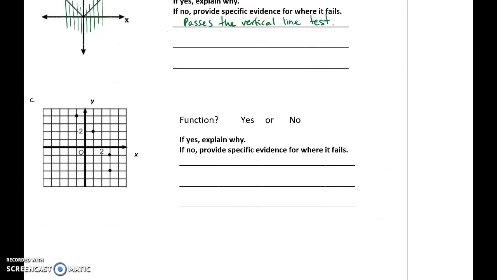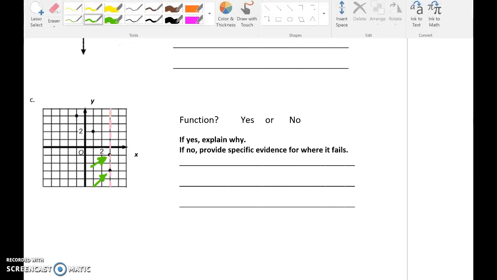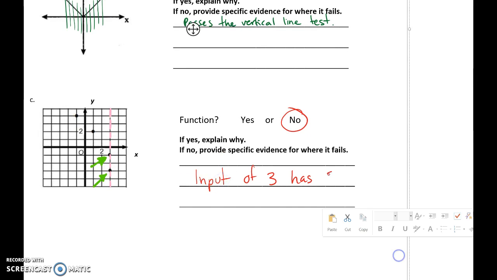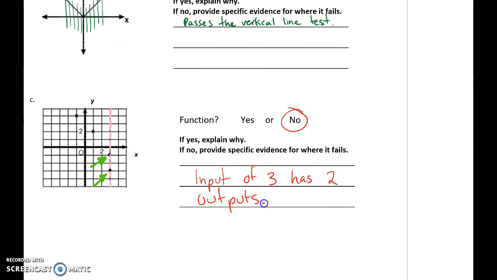This last one, I'm going to let you test out on your own. Pause the video, give it a try, explain and justify your answer, and we'll check in a couple moments to see if your answer is correct. All right, I got that this was in fact not a function, and it's because of these two points. When I draw a vertical line, the vertical line passes through two points, and that means it is not a function. So the input of 3 has two outputs, and that makes it not a function.